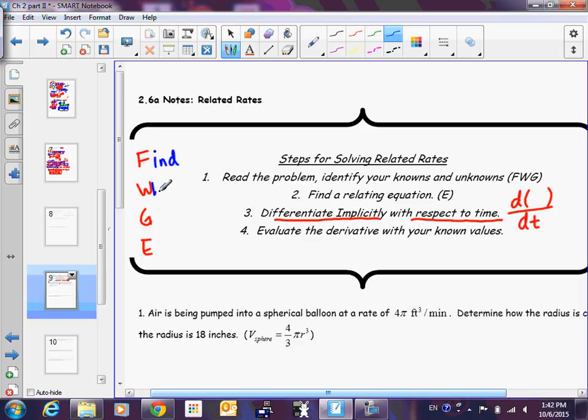W is when. In almost every problem, you're going to see the phrase "when, blah, blah, blah," and that's talking about at a specific time something is happening. That's what we're going to write there. G stands for any other given information. They may give you a rate of change of something. And E stands for equation. Like I already said, you may be given the equation, or you may have to come up with it. But each time we're going to fill out Fuigi, and then we're going to do steps 3 and 4.